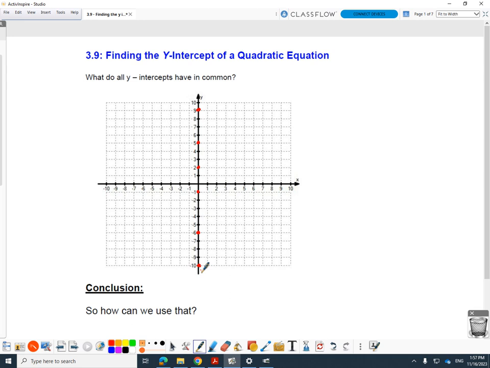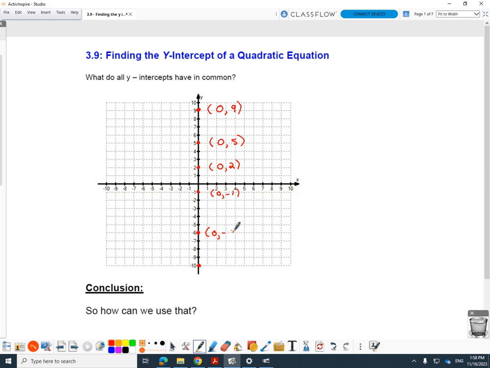Let me just write down their coordinates here. This one would have coordinates 0, 9. 0 on the x-axis, 9 on the y-axis. This one has 0, 5. If you're not getting this, you're going to miss the point of the lesson. Okay, this one's 0, 2. This is 0, -1. 0, -6.